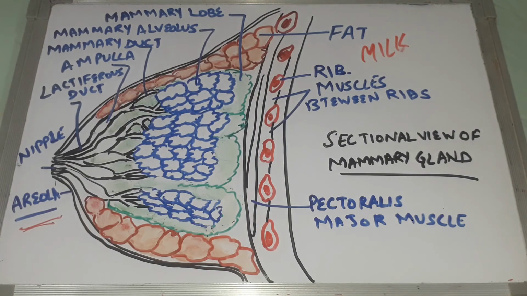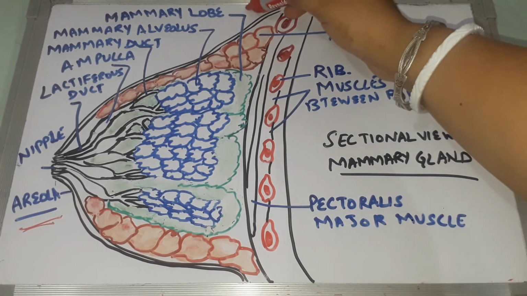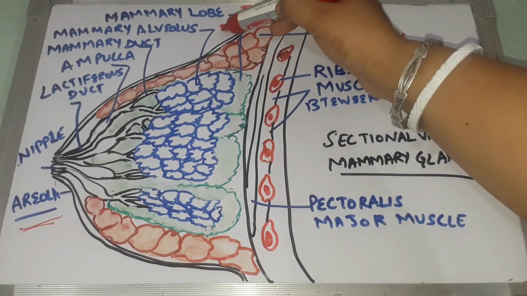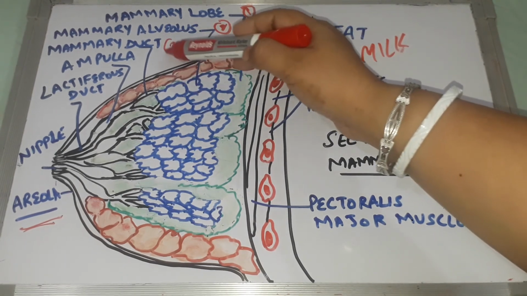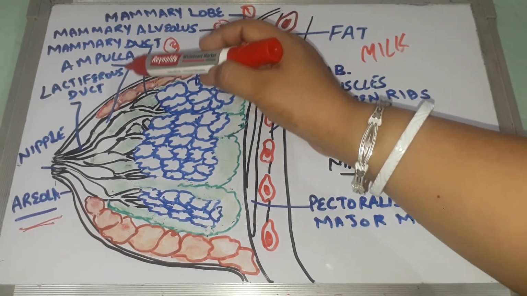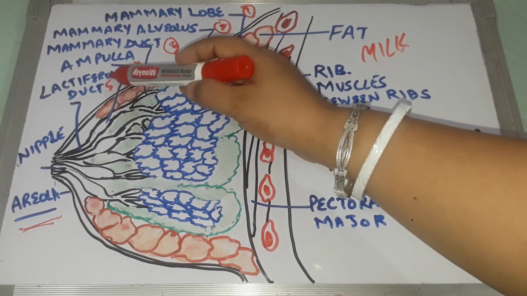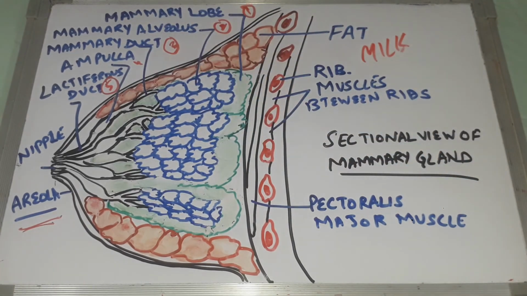Sometimes the chronological order of the parts of the mammary gland is asked. So if we start from the innermost part, the first part will be mammary lobe, then mammary alveoli, then we have mammary tubules, and then mammary ducts, then ampulla, and at last the lactiferous ducts.